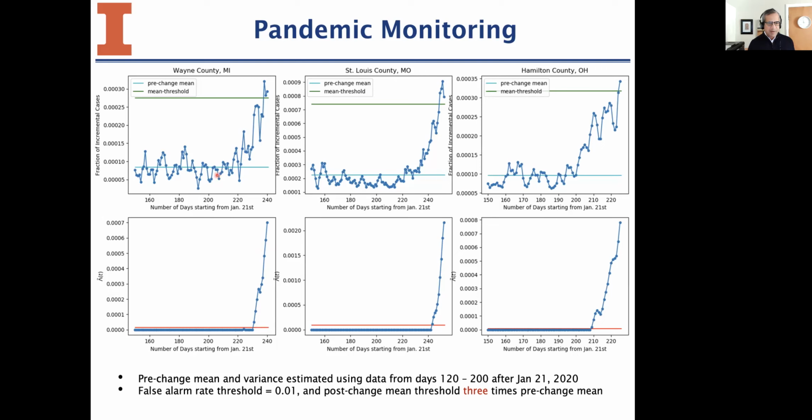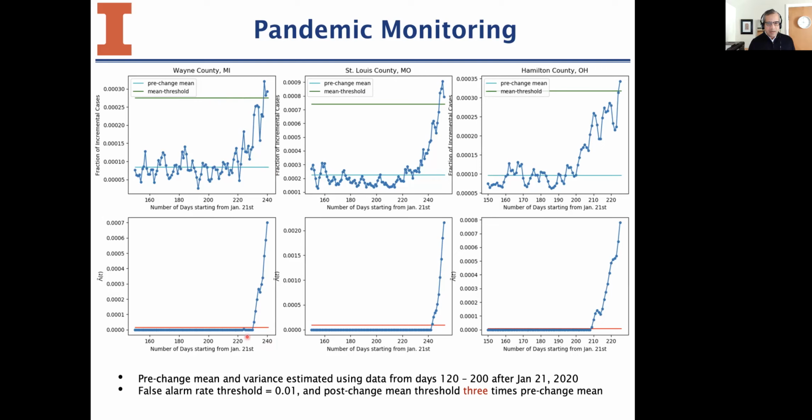So let me tell you about how we designed the threshold first. We designed it to be about 3 times the pre-change mean. We estimated the mean and variance using data from days 120 to 200, where things seemed flat in all these three counties here, for example. That's what's indicated in this blue line, and the green line. We chose this green line, our eta threshold, to be about 3 times that, with the understanding that if it exceeds 3 times this, that's an indication, very rapidly, that a second wave is happening.